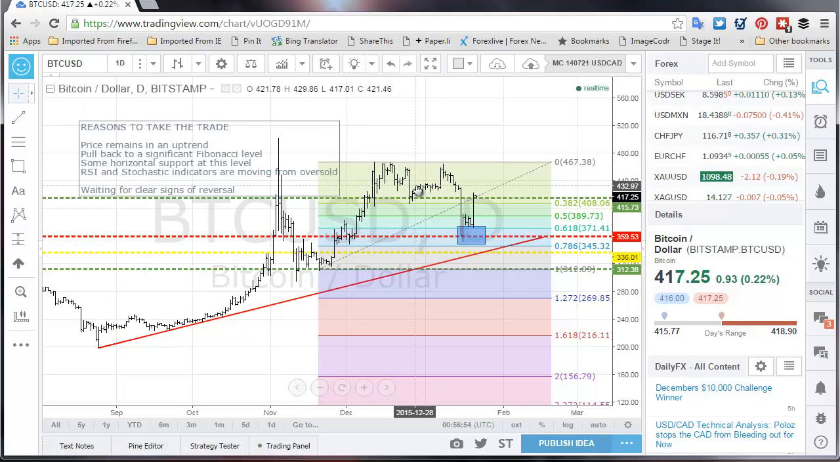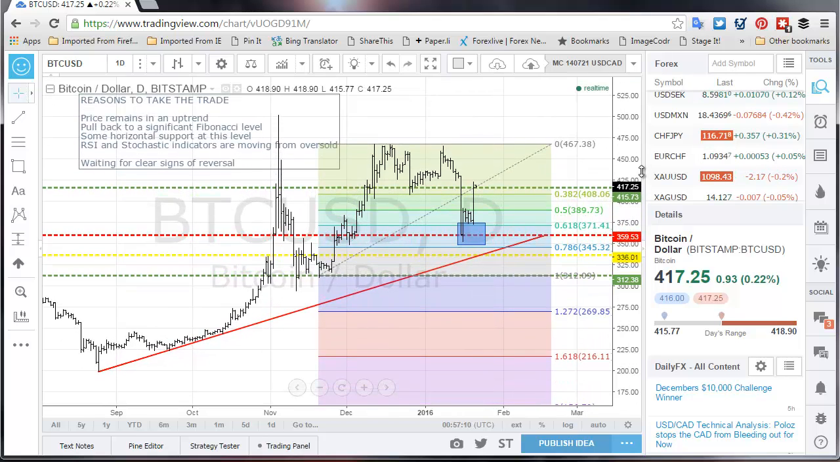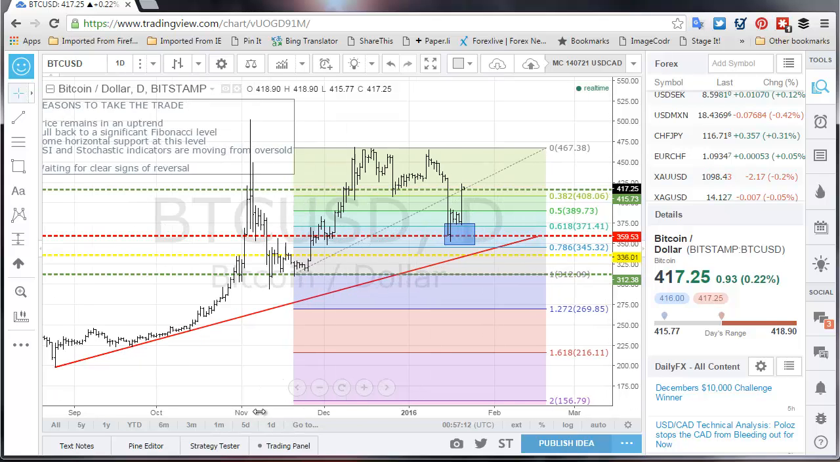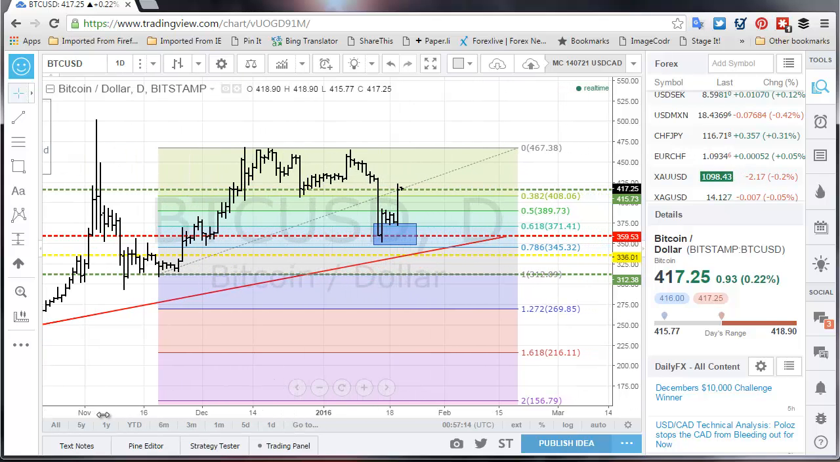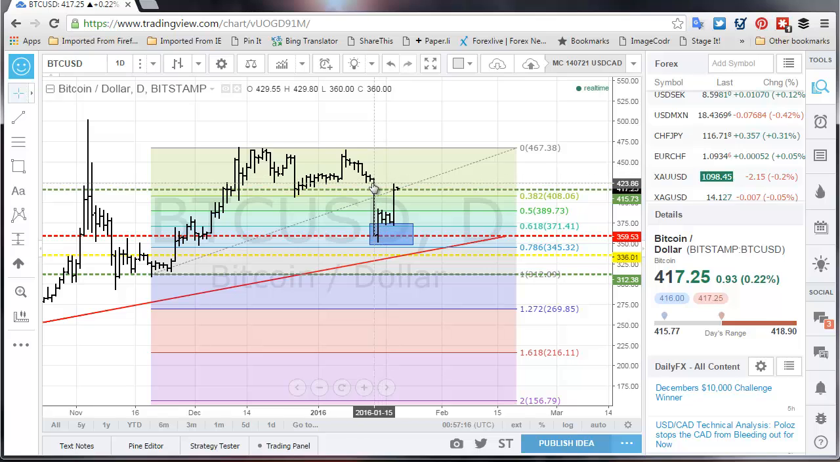So those were the reasons to take the trade, or to consider taking the trade, and I was looking for clear signs of reversal. Clear signs of reversal is basically when we're waiting for the trade to move this way, I want to see price making higher highs. And I will also talk about this bar being a very large bar, so we need to see this going sideways.